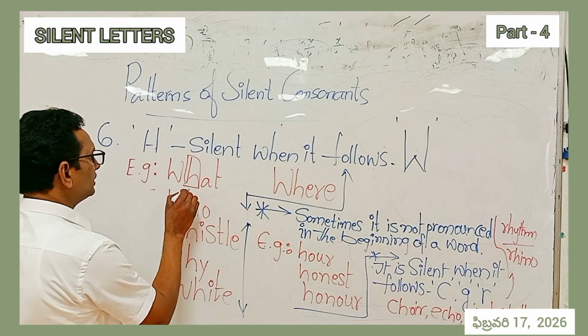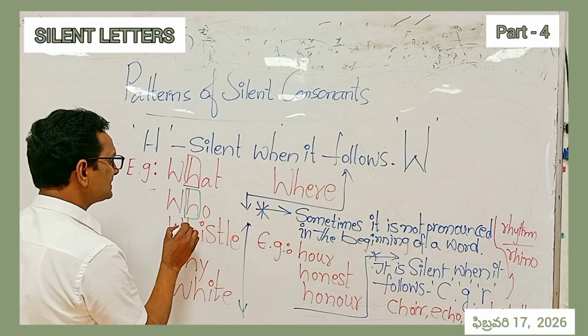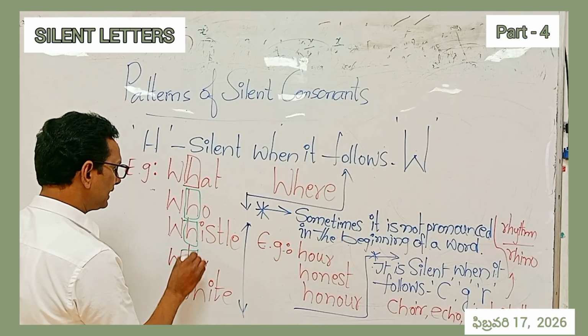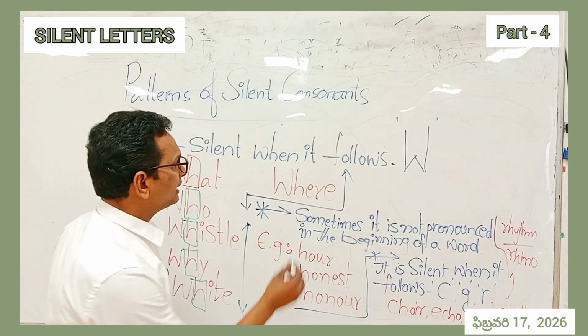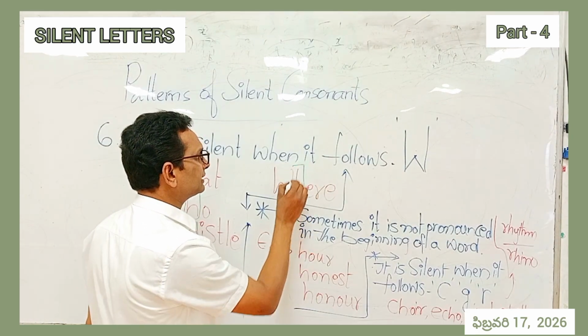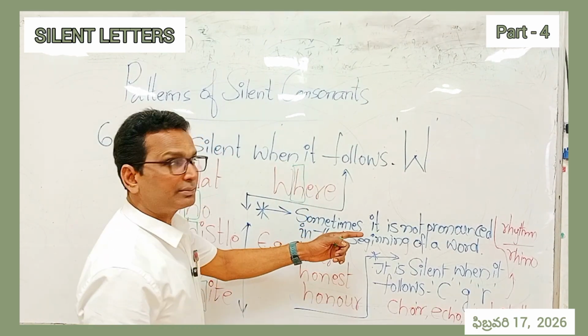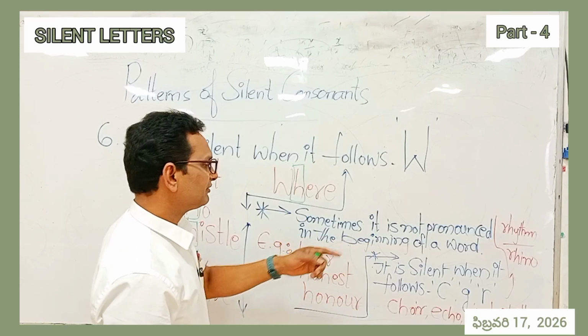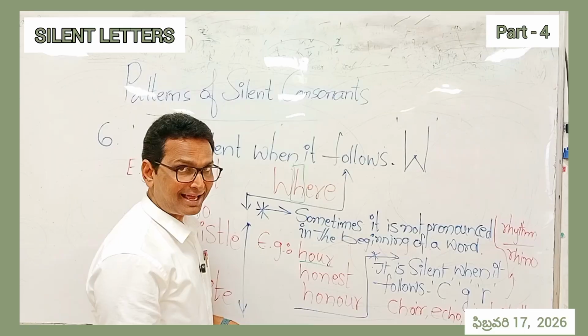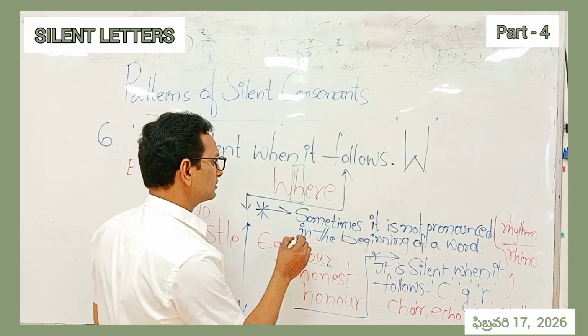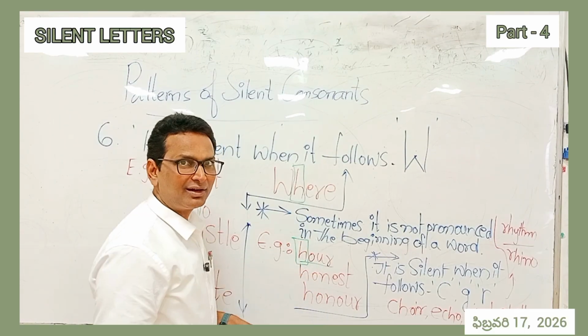In WHO, H is silent. And WHISTLE, H is silent. WHY, H is silent. WHITE, H is silent. Similarly, WHERE, H is silent. And sometimes it's not pronounced in the beginning of a word. If you take a look at this word, HOUR, we mostly pronounce the H, but it's wrong. The right one is "our".